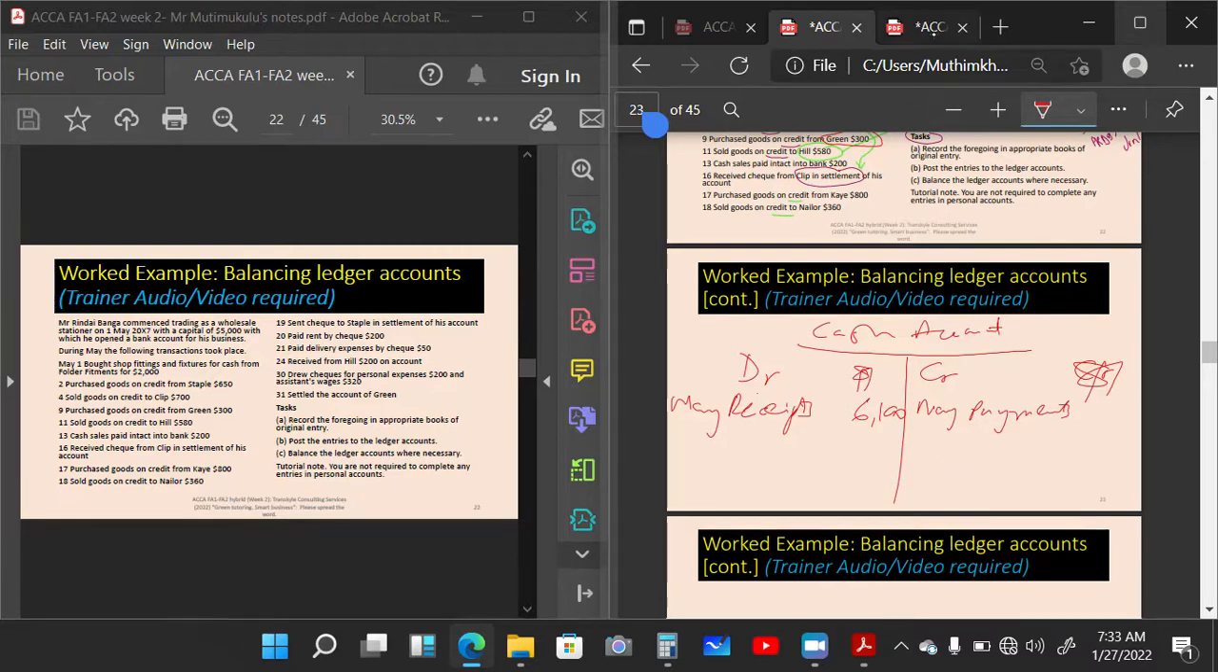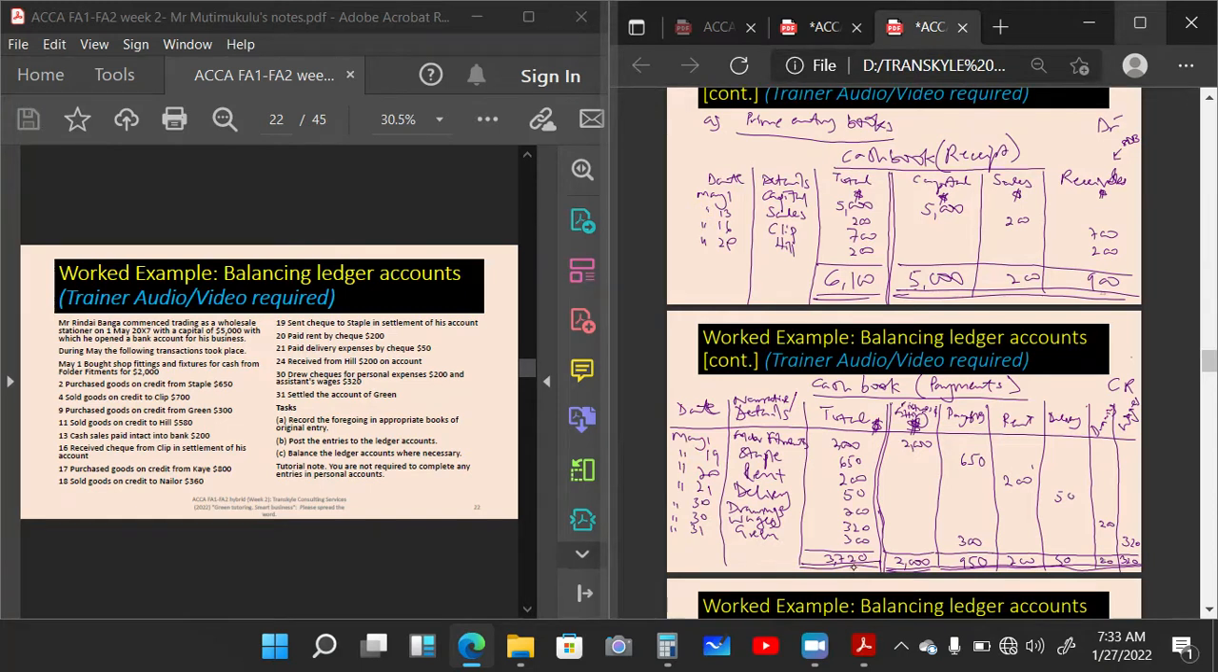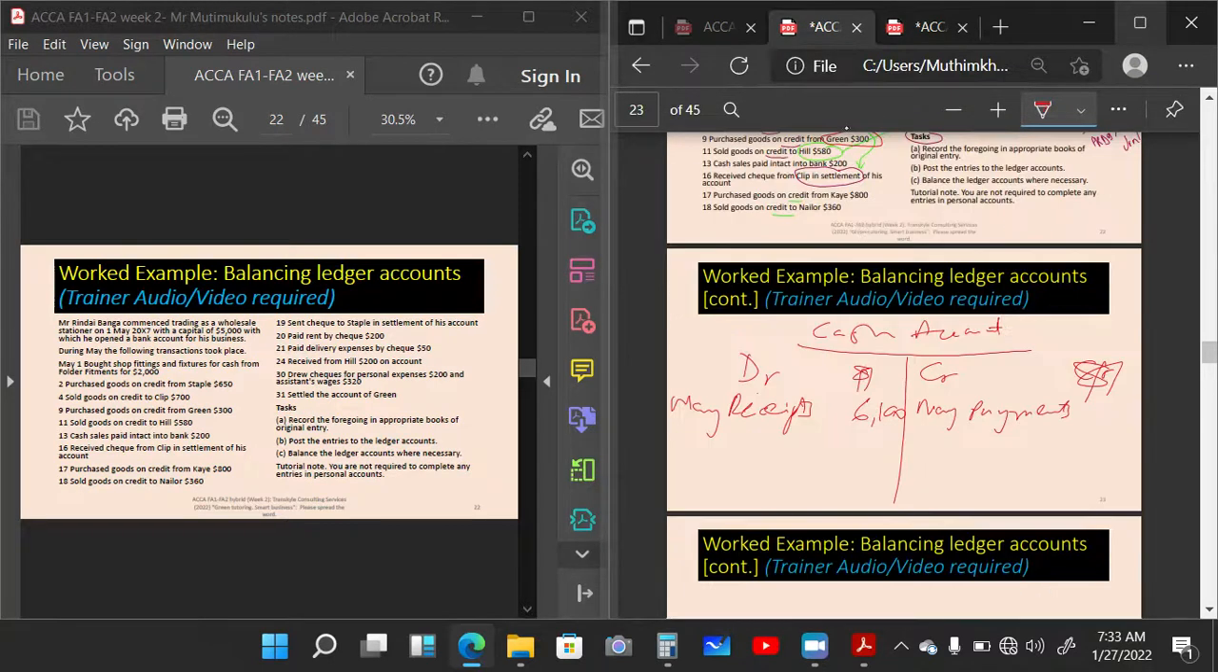Then the total payments for May, they were 3,720. We've posted now, but we need to balance up. By balancing, we are saying that the debit and the credit should balance. So the larger amount, or the larger side, should have its amount written in both sides.